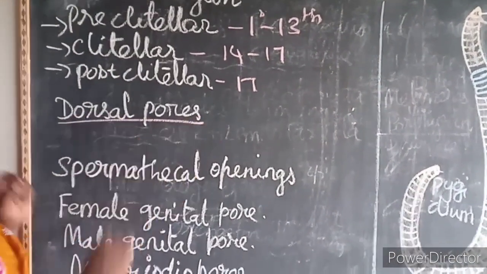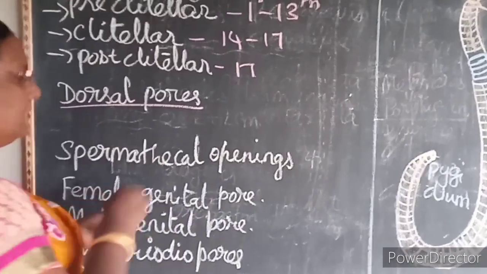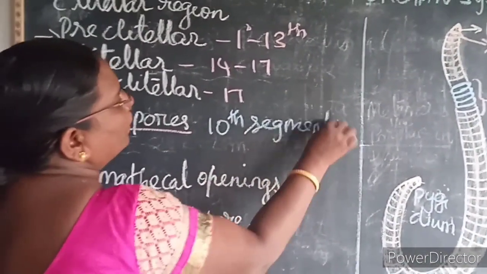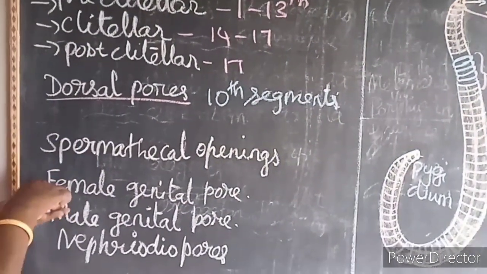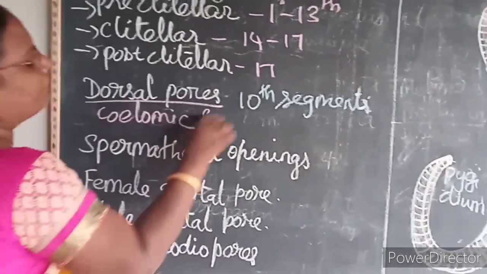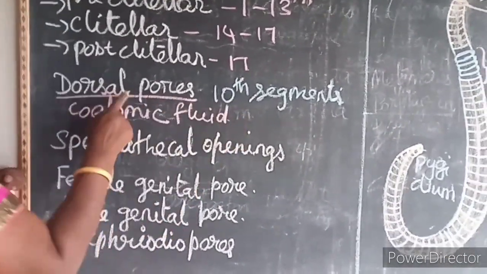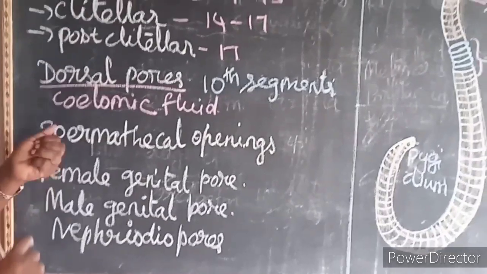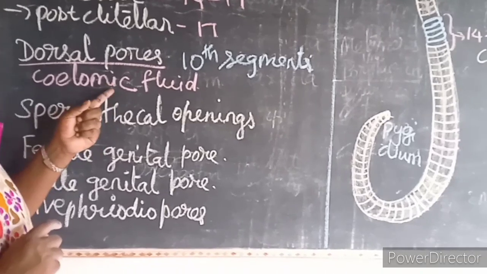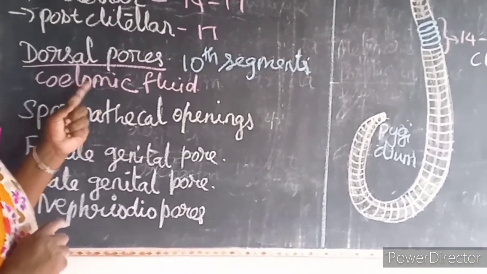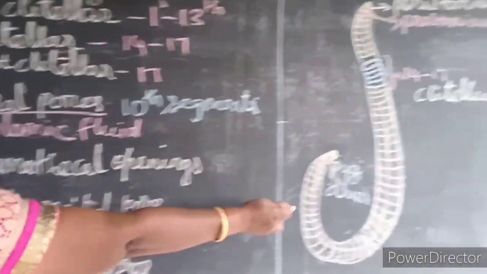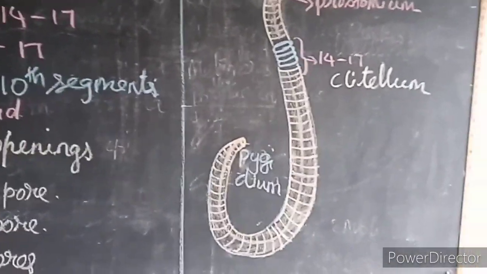Then the dorsal pores. The dorsal pores are present from the 10th segment onwards. The coelomic fluid communicates with the outside through the dorsal pores. This coelomic fluid helps to keep the body of the earthworm moist and free from microbes. So what is the function of the coelomic fluid? It helps to keep the body of the earthworm moist and free from microbes.